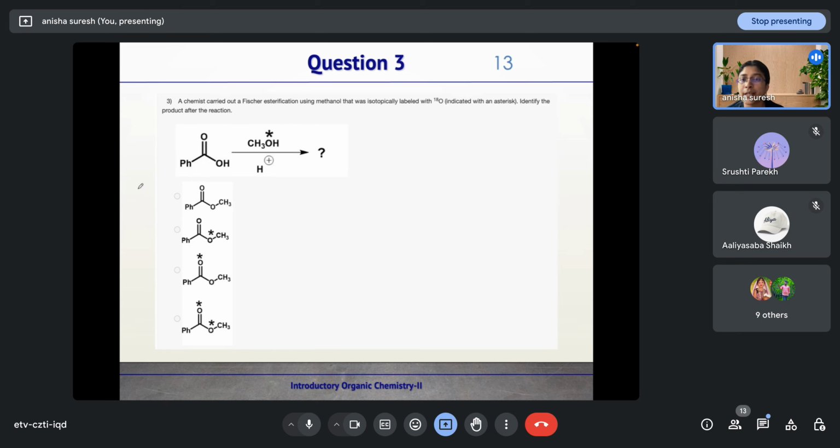Now coming to question number 3. A chemist carried out a Fischer esterification using methanol that was isotopically labeled with O18. So this asterisk indicates that this is O18 oxygen. Identify the product after the reaction. What will be the product that we will get? B. Yeah, B will be the right answer. So we will see the mechanism.